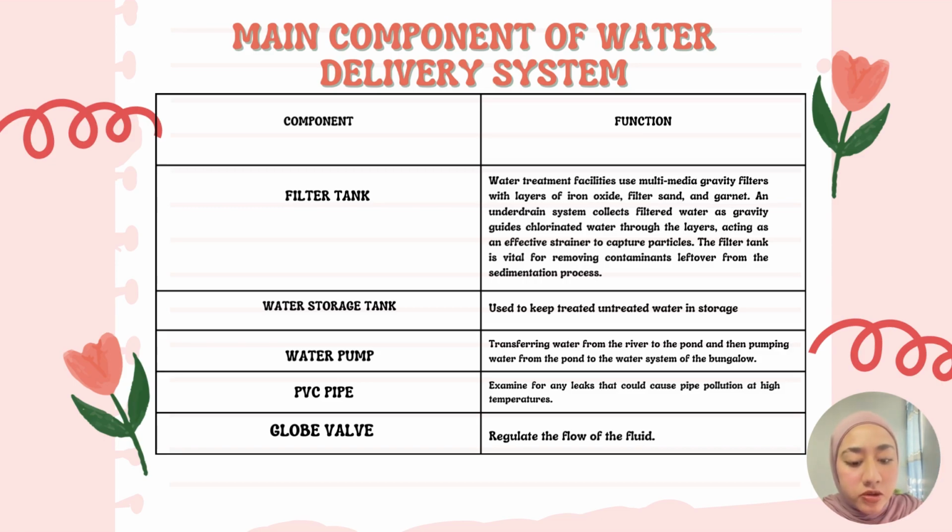Function of the water storage tank is to keep treated or untreated water in storage. The function of the water pump is transferring water from the river to the pond and then pumping water from the pond to the water system of the bungalow. Function of PVC pipe is to prevent leaks that could cause pipe pollution at high temperature. And lastly, the function of the block valve is to regulate the flow of the fluid.